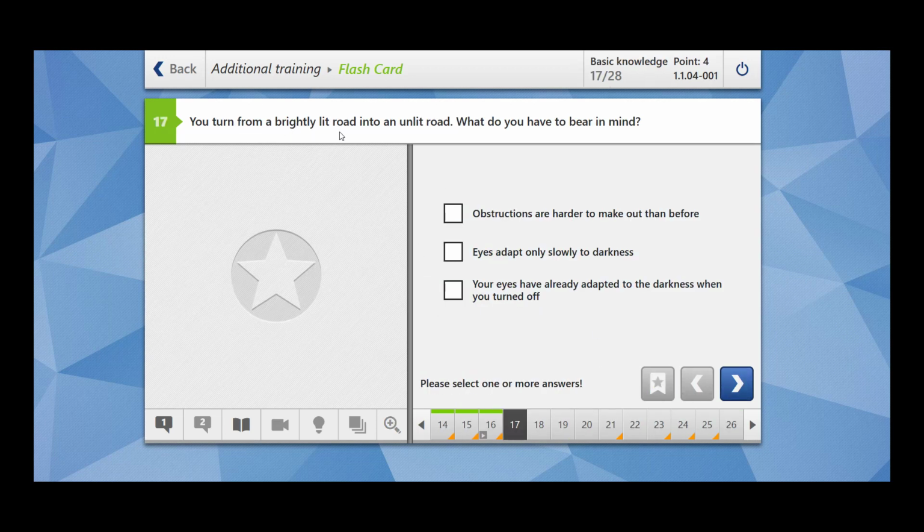You turn from a brightly lit road into an unlit road. So a road with continuous lighting to a road where there are no lights. What do you have to bear in mind? Obstructions are harder to make out than before. Yes, because your eyes always need some time to adjust. So obstructions are harder to make out. Eyes adapt only slowly to darkness. Yes, your eyes have already adapted to the darkness when you turned off. This is wrong.